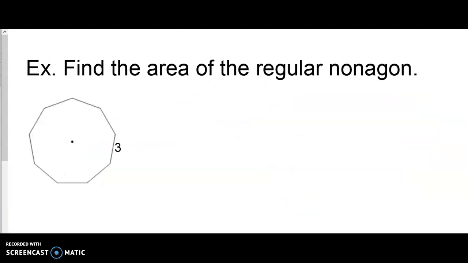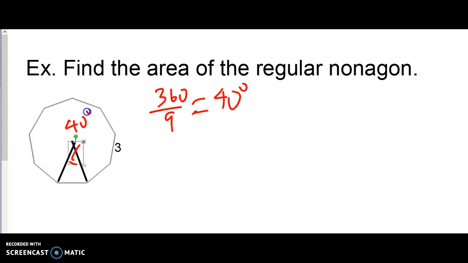So in this problem right here, I've got a regular nonagon. I want to find the area of this guy. So the first thing I need to do is draw my triangle out. I need to find the measure of this central angle up here. So 360 divided by, I've got 9 sides, so I've got 9 central angles. Well, that would be 40 degrees. So this big angle up here is 40 degrees.